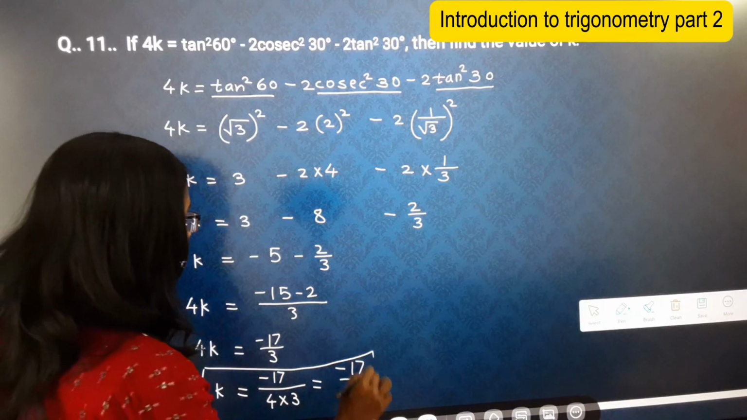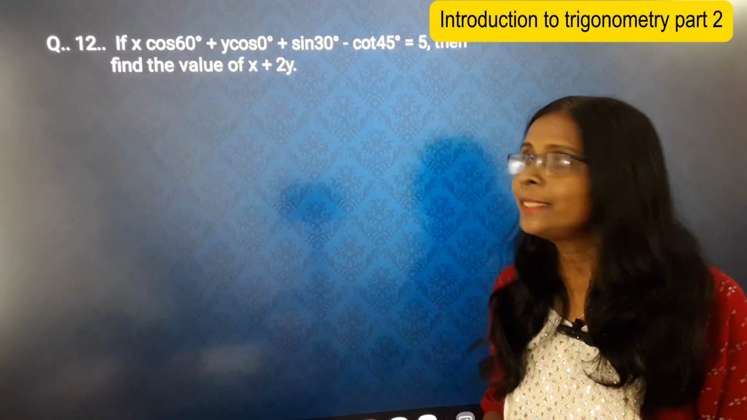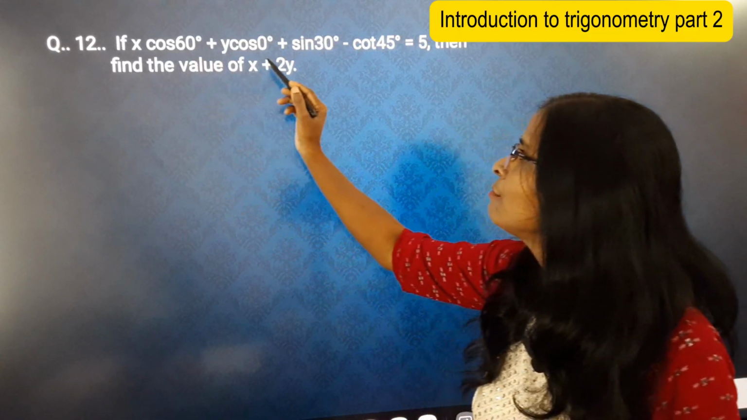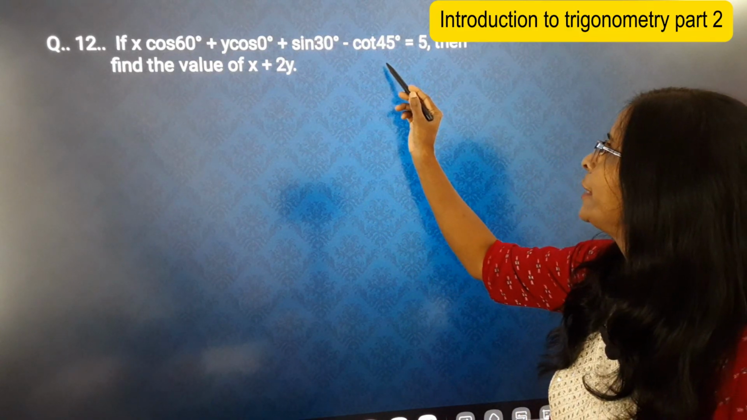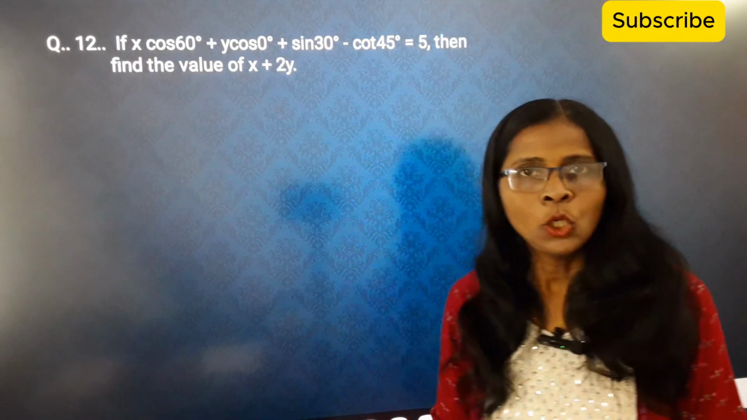So this is our final answer. Okay, let us see the next example, students. Question 12. If x cos 60 plus y cos 0 plus sin 30 minus cot 45 is equal to 5, then find the value of x plus 2y.